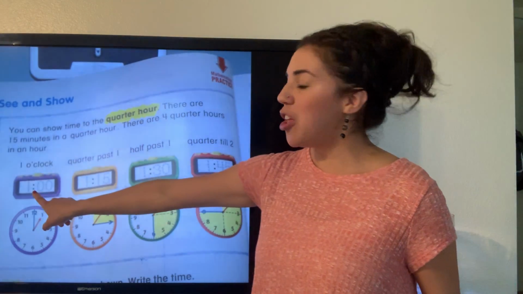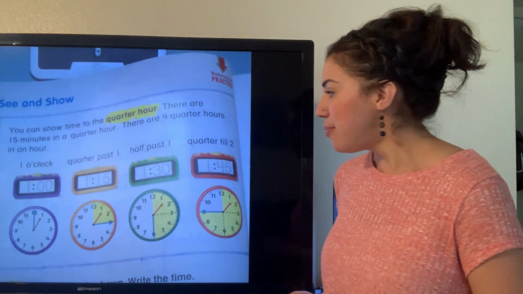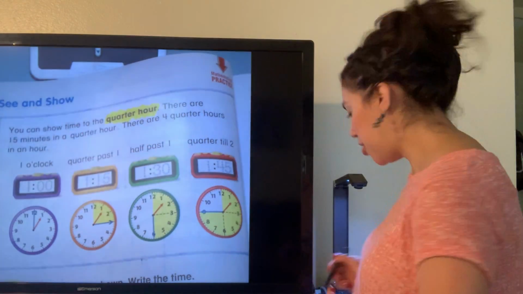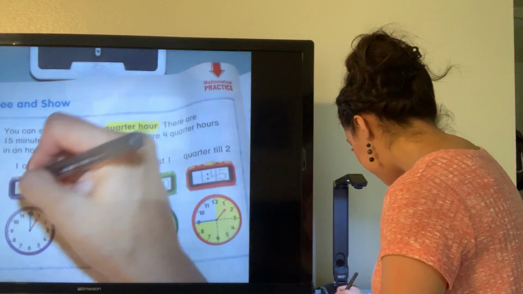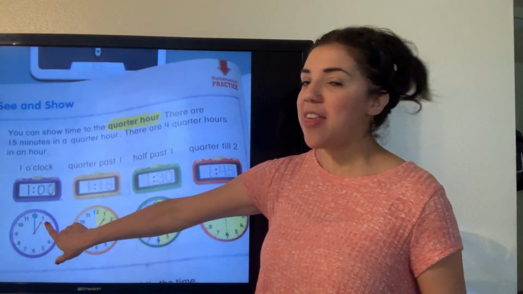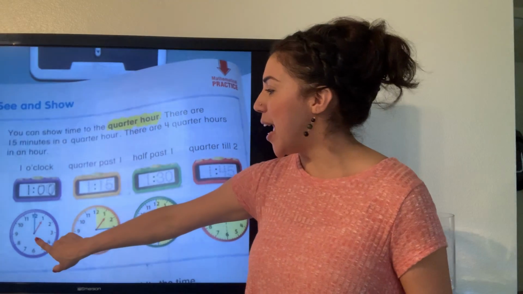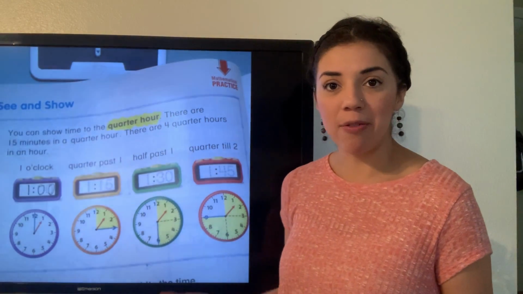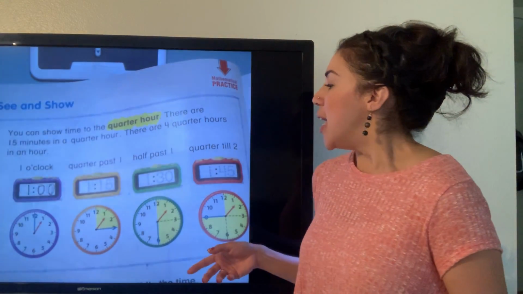So in this digital clock, it is 1 o'clock. So go ahead and just trace the 1 o'clock in the digital clock. Okay. And then here we see that the hour hand is on the 1 and the minute hand's on the 12, and that represents 1 o'clock.